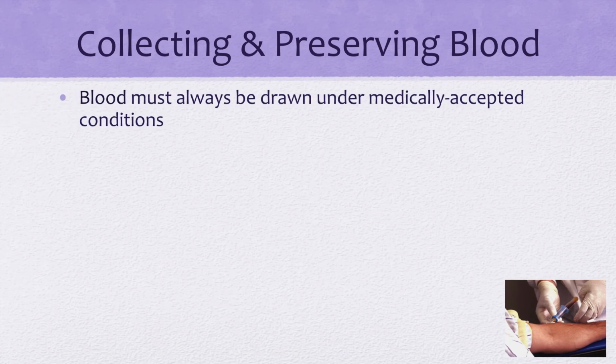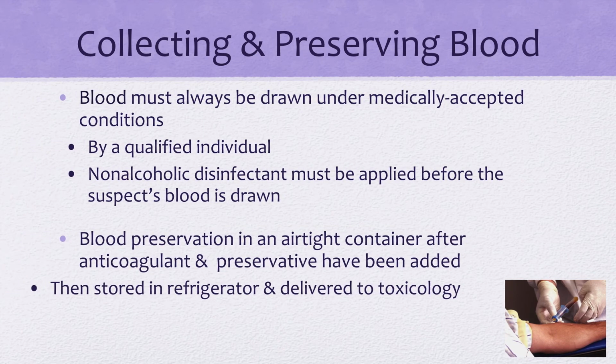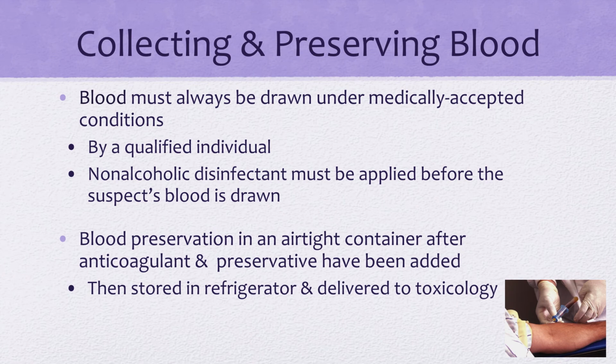When collecting and preserving blood, it must always be drawn under medically accepted conditions by a qualified individual. When preparing, a non-alcoholic disinfectant must be applied before the suspect's blood is drawn, so that they can't argue that the disinfectant led to the reading. After it's drawn, blood is preserved in an airtight container after an anticoagulant and a preservative have been added. An anticoagulant prevents the blood from clotting, and the preservative inhibits any growth of microorganisms that can destroy the blood sample. From there, it's stored in a refrigerator, a cool environment, and delivered to toxicology.